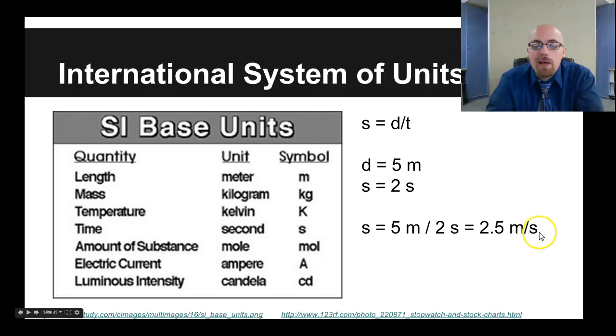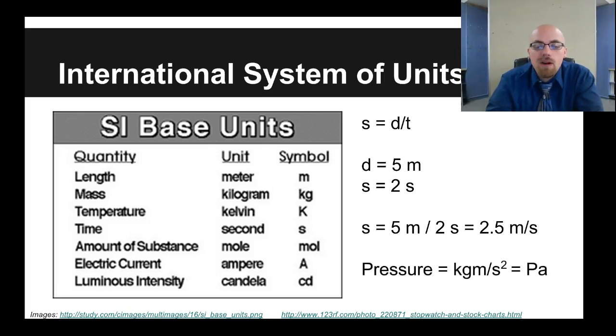So this is a compound unit. We got this by dividing the length of something by the time it took to travel that length. Now, sometimes compound units get really complex, and so we abbreviate those into other units.